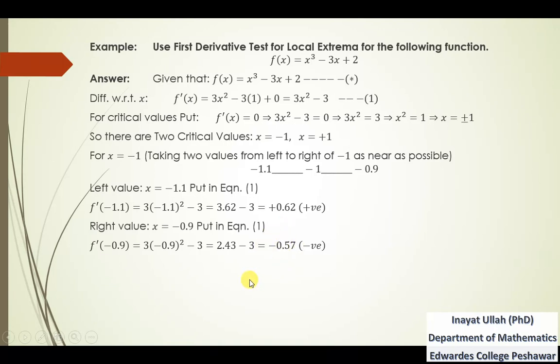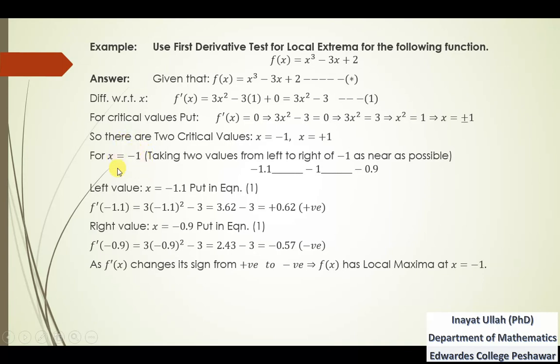So we see that f prime changes its sign from positive to negative, going from left to right. This is very important, from left to right. So f prime changes its sign from positive to negative. So it means that f of x has local maxima at x equal to minus 1.